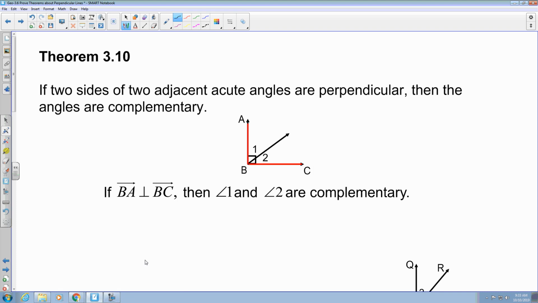Here we have theorem 3.10, and it says that if the two sides of adjacent acute angles are perpendicular, then the angles are complementary. So basically, the conditional statement is if BA is perpendicular to BC, then angles 1 and 2 are complementary. Makes sense. Complementary means that the sum of the two angles gives me 90 degrees, and by definition, perpendicular means they're at a right angle, and a right angle means that they're 90 degrees.